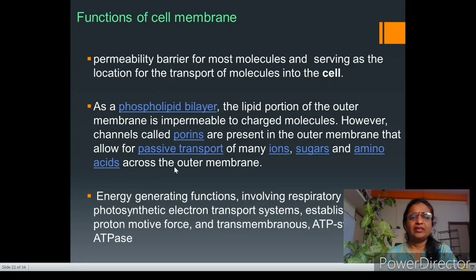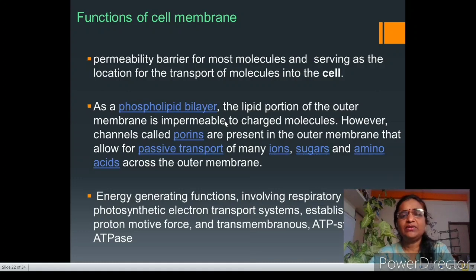Now, what are the functions of the cell membrane? The cell membrane is functionally very important for the cell because it performs some vital functions. First and very important function: the cell membrane is a permeability barrier for most molecules. As I told, the cell membrane is semi-permeable. It allows the passage of only specific solutes. So it acts as a permeability barrier. It serves as a location for transport of specific molecules in the cell. So it regulates the entry or passage of specific solutes in the cell. So that is the first and very important function.